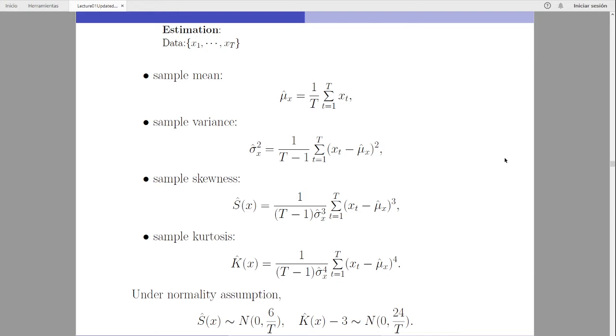Furthermore, if we assume that our population x1 to x of T is normal, defined by a normal distribution, then skewness also follows a normal distribution, and kurtosis minus 3 is a normal distribution as well. This is why we're using excess kurtosis: the excess in fat tails can be modeled with a normal curve. That's huge.